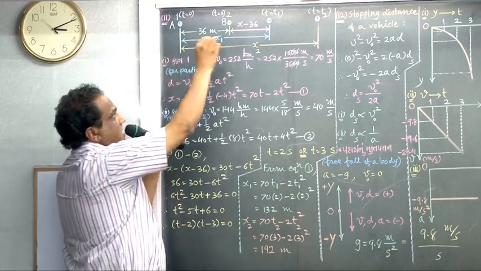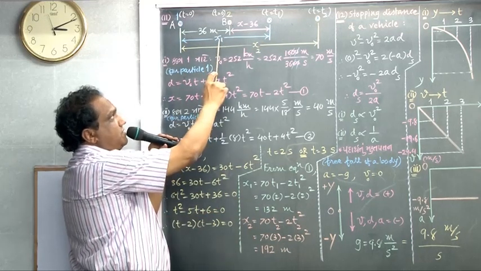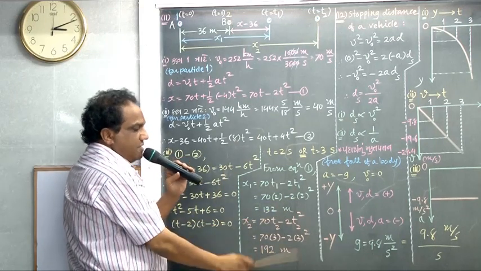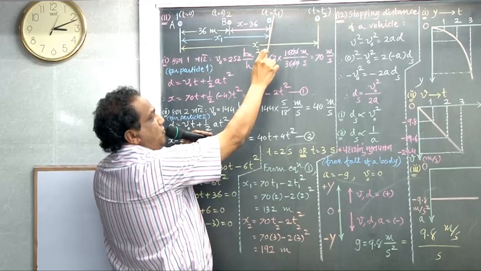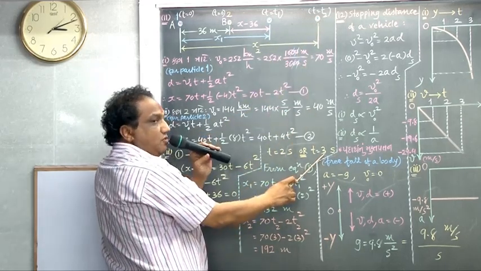So from point A, at which positions will both the particles meet each other? At a distance of 132 meter as well as 192 meter. Here they will meet at the end of 2 seconds, and here they will meet at the end of 3 seconds, okay?